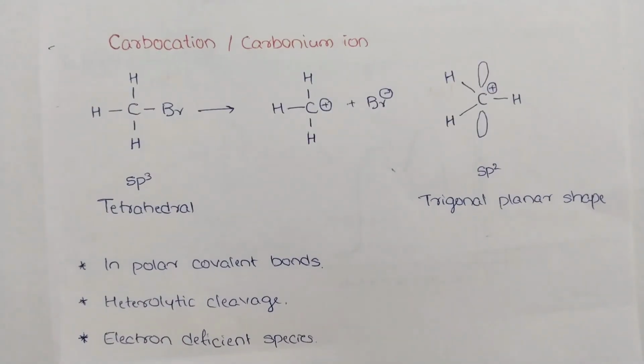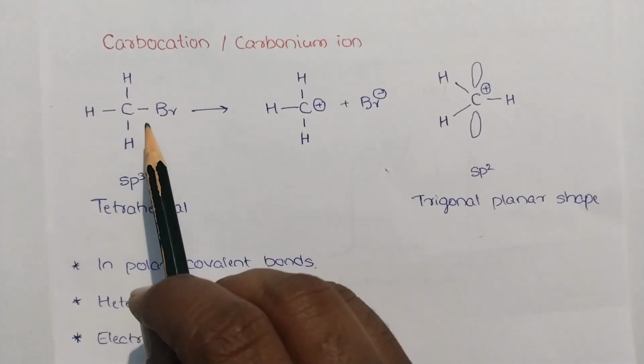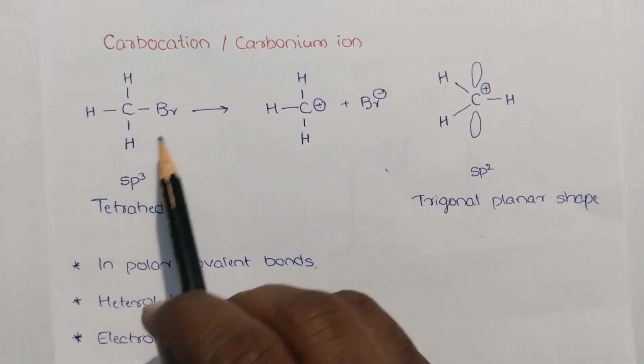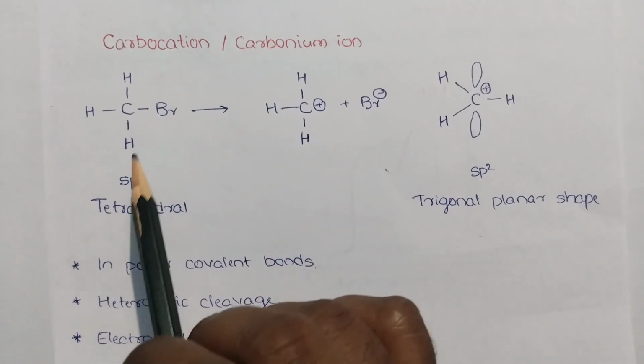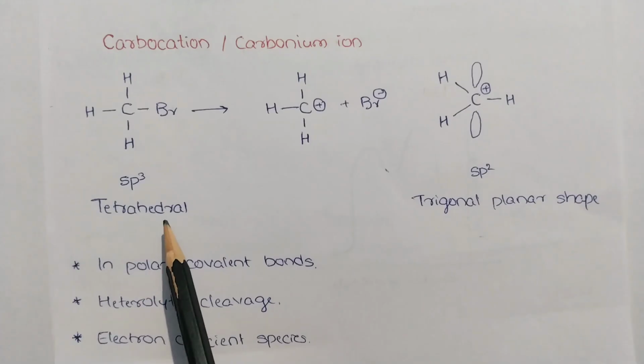Okay, let's start with the carbocation. It is also called a carbonium ion. We all know that, here I will take the example of CH3Br. In CH3Br, you know that carbon is sp3 hybridized and this is a tetrahedral structure.